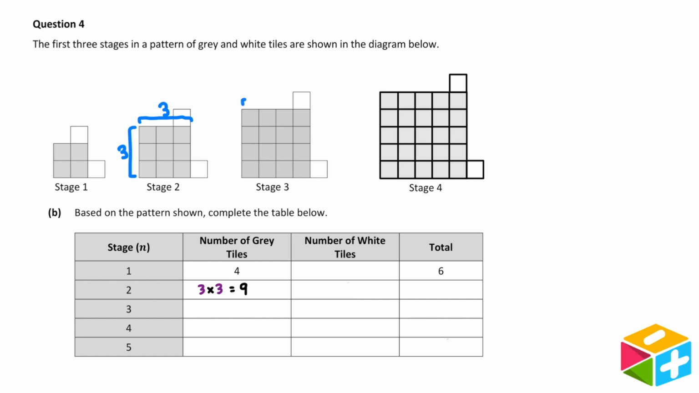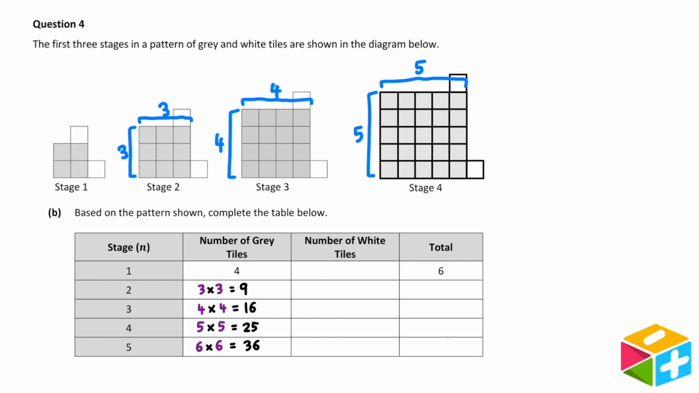In stage 3, we have a 4 by 4 square, which gives us 4 times 4 equals 16 grey tiles. For stage 4, we have a 5 by 5 square, and this gives us 5 times 5 is 25. Even though we don't have stage 5 drawn, we can continue the pattern. In stage 5, we'd have a 6 by 6 square, which gives us 6 times 6 is 36 grey tiles.